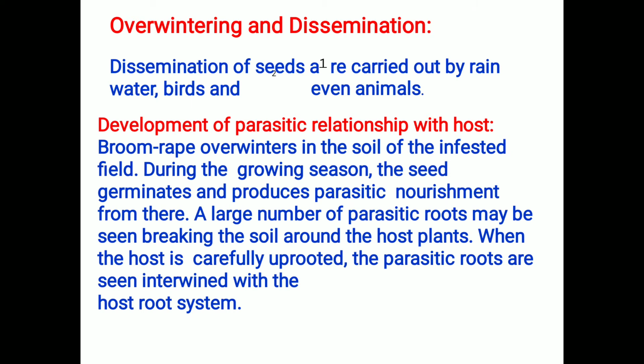Then regarding overwintering and dissemination, how is broom rape spread? It is carried out due to rain, water, birds and even animals. The black colored seeds of broom rape are transferred from one place to another, or from an infected field to a healthy field, by rain, water, birds and animals. Because the seeds of broom rape are very small, they get transferred through irrigation water, through animals or through rain from one field to another field.